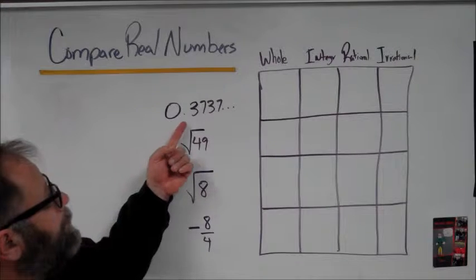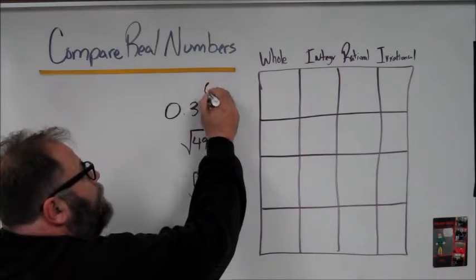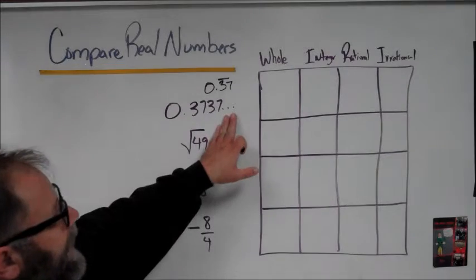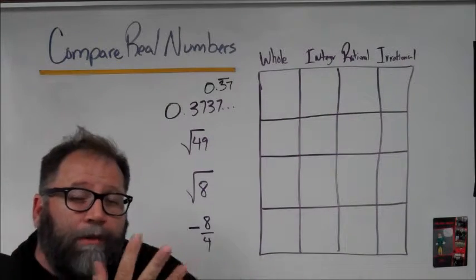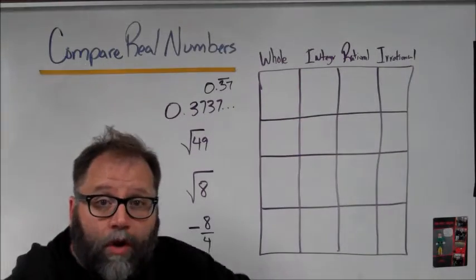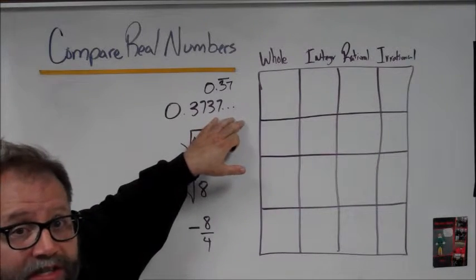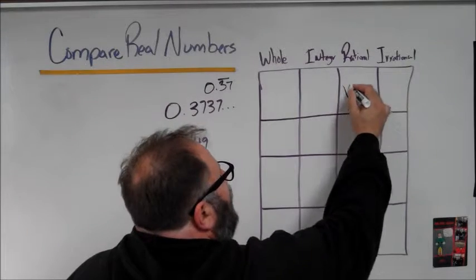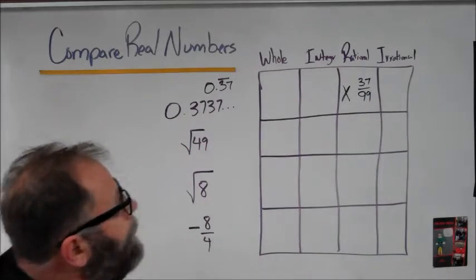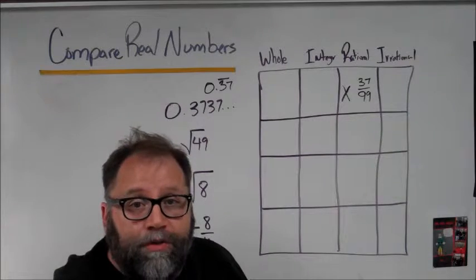The first one says 0.3737 and so on. That's the same as saying 0.37 repeating. It's just another way to write that. Is that a whole number? Could we count that with our fingers? No. So it's not a whole number. Is it an integer? Which means, is it a whole number or an opposite of a whole number? No, it's not that. Is it a rational number? Could we write this as a fraction? Well, yes, we could. We know that the fraction for this is 37/99. And if it's rational, that means it can't be irrational. So this one only falls in the rational realm.